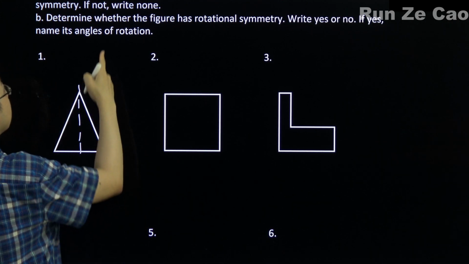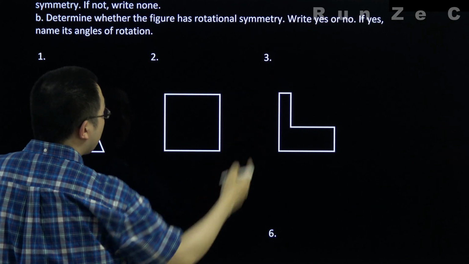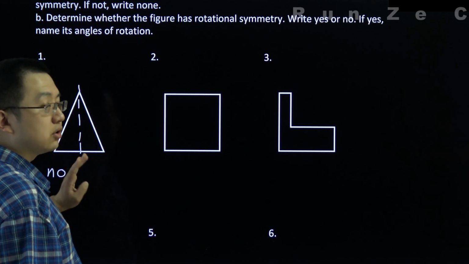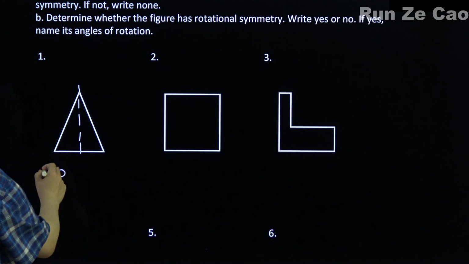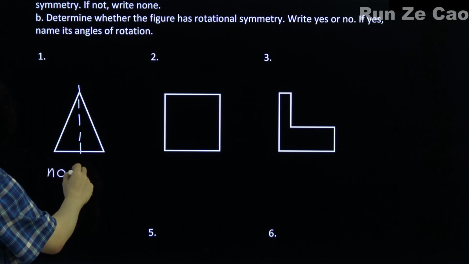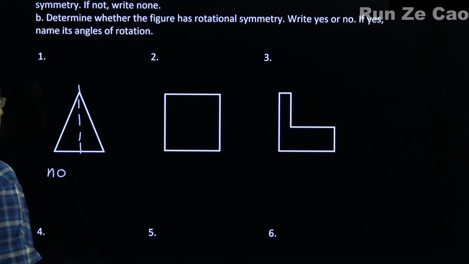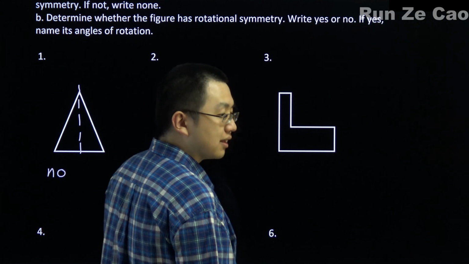Now, wait a second. Up there, it said, if not, write none, and then write yes or no. And if there are lines of symmetry, you don't have to write yes, you just have to draw them. This means we don't actually have to state rotational, no, versus lines, no. None and no are different in this context.